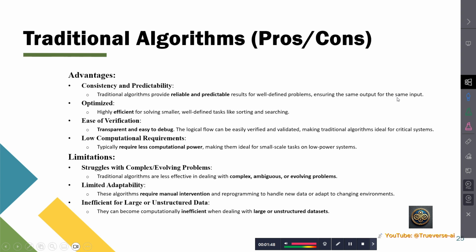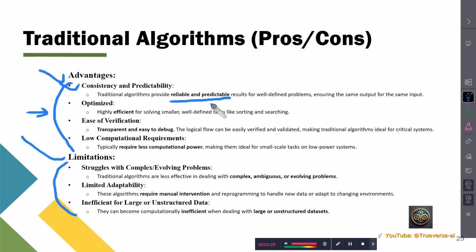Let's recap. Traditional algorithms have some pros and cons. So the thing is consistency. Remember, because of these pros and disadvantages, the new AI goes back and reviews the advantages of the traditional algorithm, keeps them, adds them to the new AI, and removes the limitations by adding AI. This is the point. So consistency, reliable and predictable. This is good. Exactly follow the human craft.